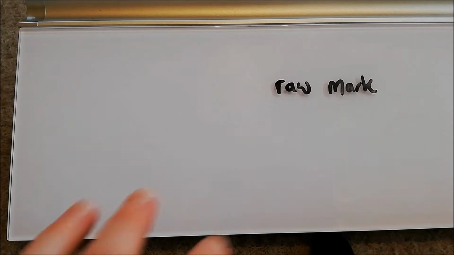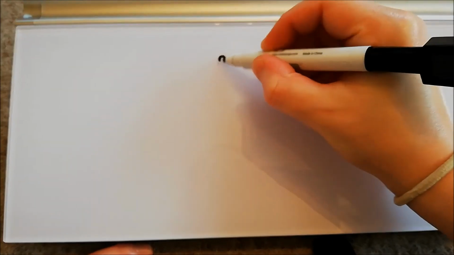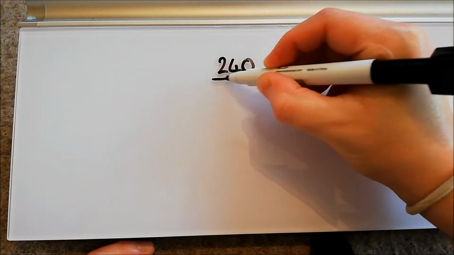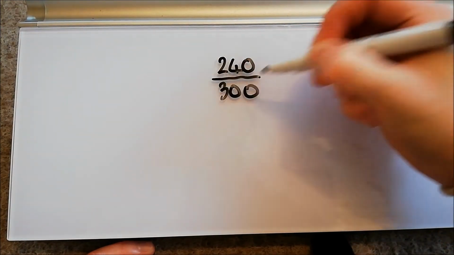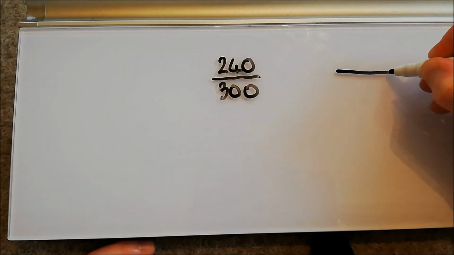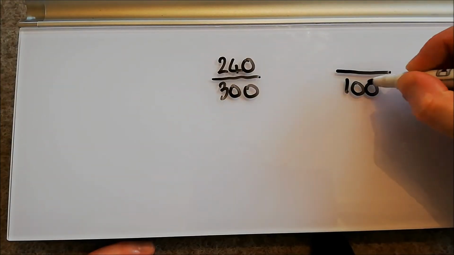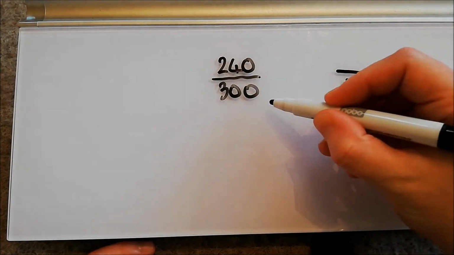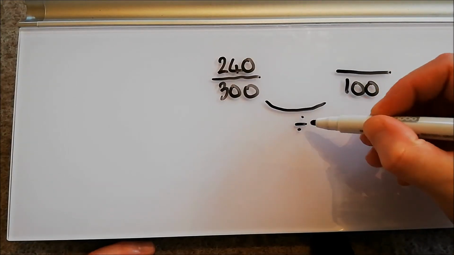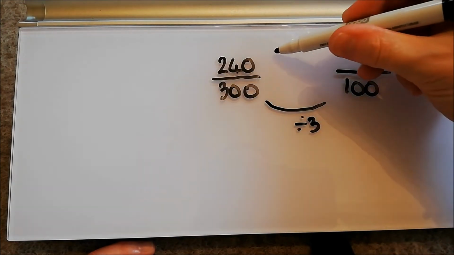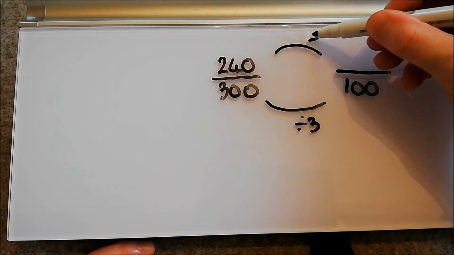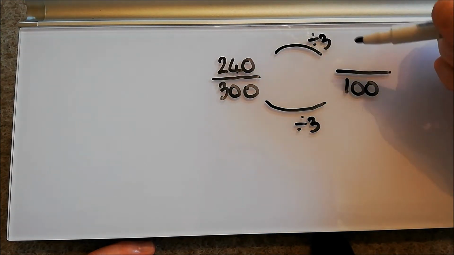And if you again put method 1 non-calc, so the student got 240 out of a possible 300, so we'll write it as a fraction like that. Without a calculator, we'd have to work towards an out of 100 fraction. Well, 300 divides by 3 to give 100. 240 also divides by 3.